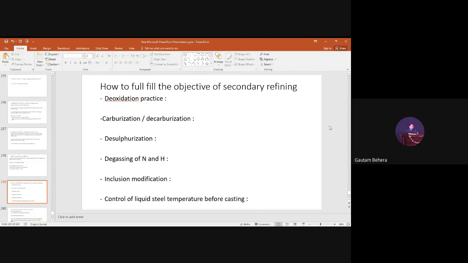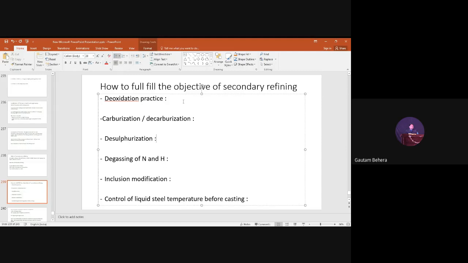Now, how to fulfill the objective of secondary refining? These are the different processes carried out during the secondary refining process or secondary steel making process. One is deoxidation practice. After the end of the primary steel making process, the steel will have a lot of dissolved oxygen, like above 500 ppm, right? So you need to remove that dissolved oxygen. That can be removed by deoxidation practice.